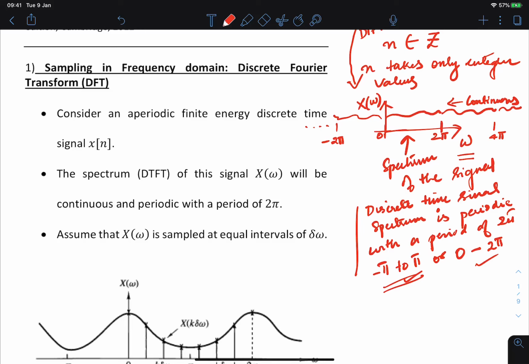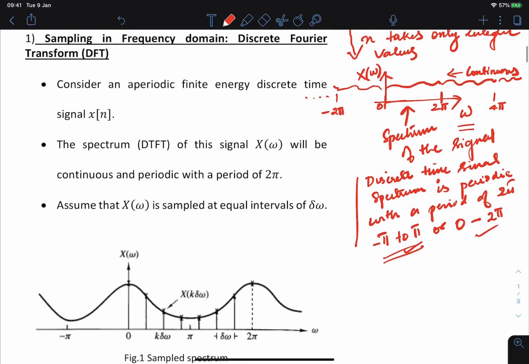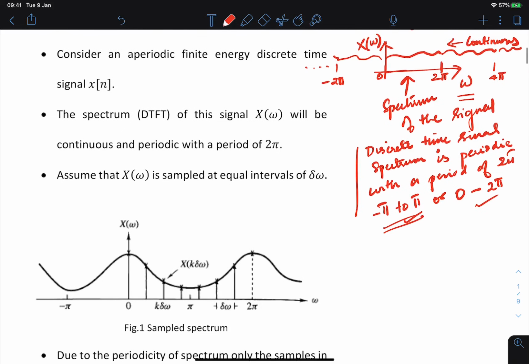Now let us consider the spectrum here, that is X of omega. This is the DTFT. The dark line is the DTFT. But the problem is that the DTFT cannot be processed by a computer. Why is that so?